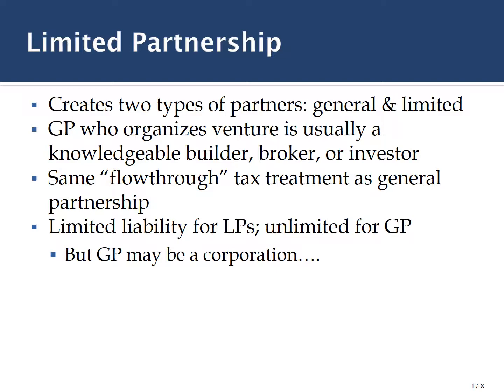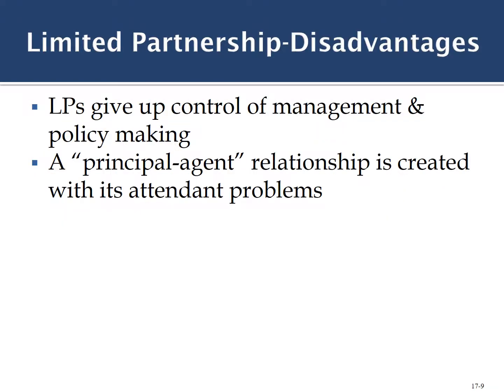However, the ownership structure of the limited and general partners is not limited to individuals. A general partner may be a corporation, an LLC, or any other type of entity form. Those types of entity forms, as we'll learn, can limit their liability. Some disadvantages of limited partnerships are that LPs, who normally produce the majority of the money, have limited control of management and policy making.